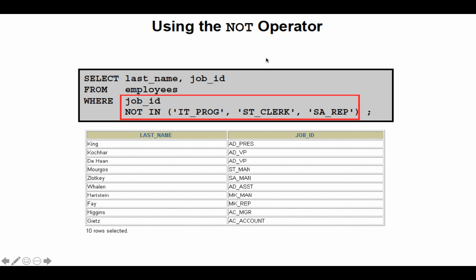You can use the NOT operator, which we all know, which we are used to seeing as an exclamation mark, and here you can use NOT itself. So NOT IN will show me the last name and job ID of employees whose job ID is not equal to any of these. If you look at the result table, you will see that none of the job IDs matches these, because I said NOT IN.